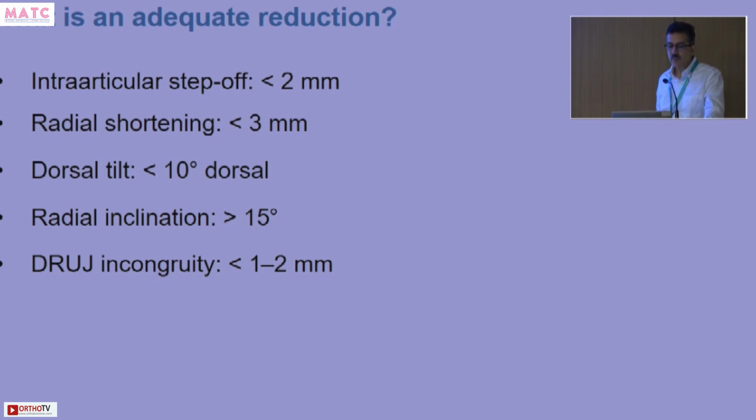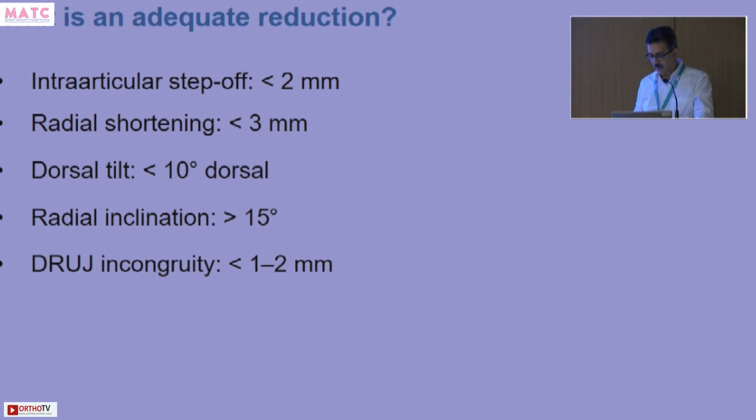This is what is most acceptable, adequate reduction. These are the pointers for adequate reduction: intra-articular step of less than 2 mm, radial shortening less than 3 mm, dorsal tilt less than 10 degrees, radial inclination 15 degrees or less, I would say, and DRUJ incongruity less than 1 to 2 millimeters.